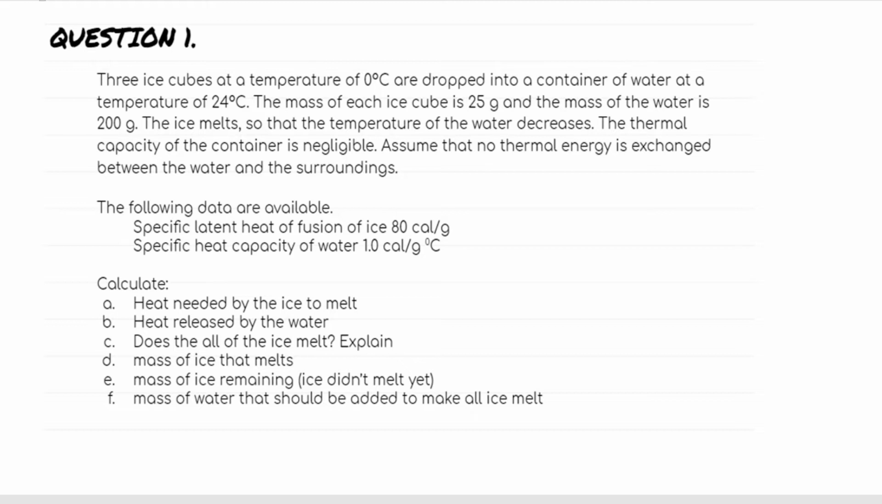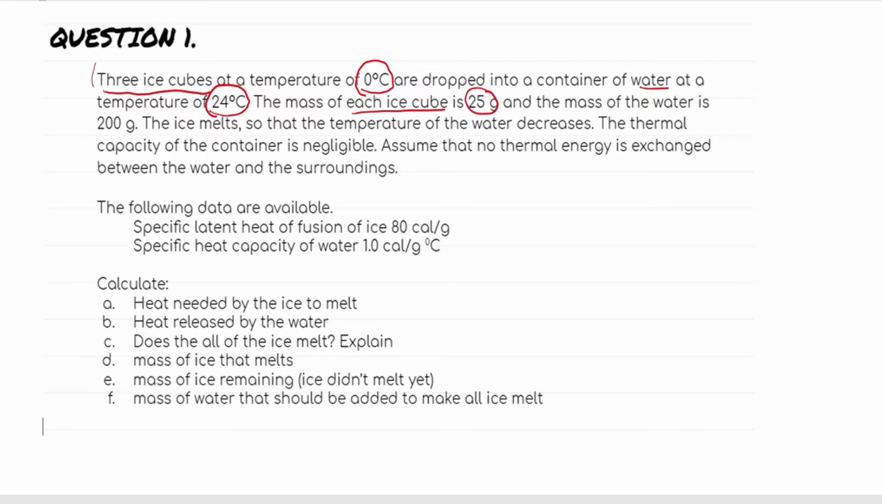Melts. 3 ice cubes at a temperature of 0 degrees Celsius are dropped into a container of water at a temperature of 24 degrees Celsius. Okay, so we have the ice cubes and water with different temperatures. Next, the mass of each ice cube is 25 grams.